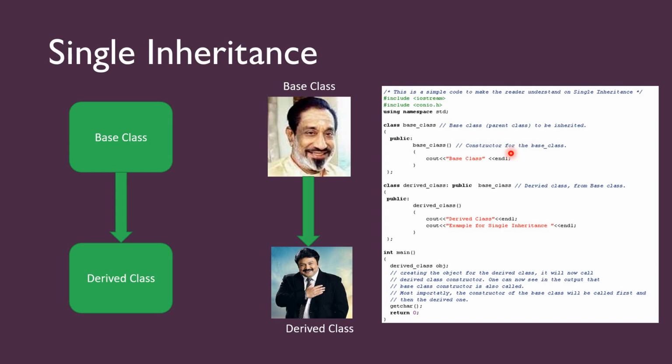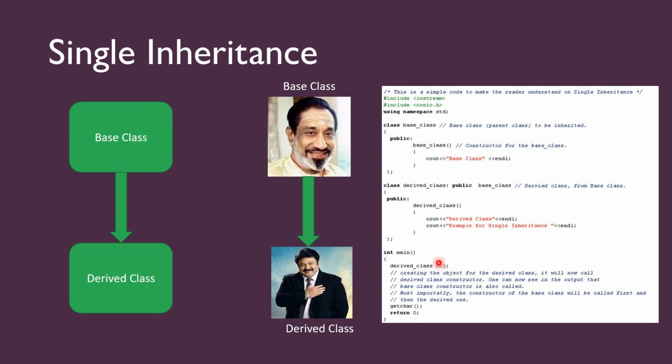The code will not have any logic by the way, but it can have the skeleton that's sufficient for you to understand. Now I have a base class here, and inside that I have public, and the base_class constructor. And I print base class, that's all. Now I have a derived class which is nothing but Prabhu. The derived class is derived with public rights from the base class. Now in the derived class I print "derived class, example for single inheritance." That's all. Now Sivaji Ganesan is here, Prabhu is here, and Prabhu is created from Sivaji Ganesan.